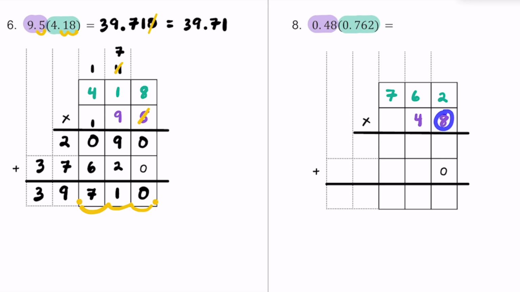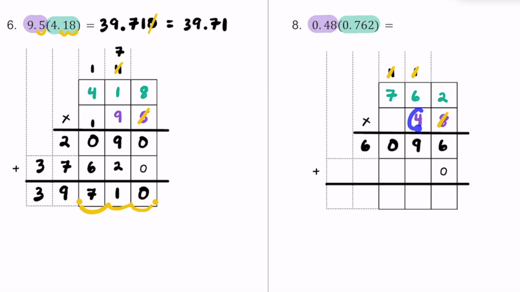So 2 times 8 is going to be 16. So let's go ahead and put that 6, carry the 1. Next, we have 8 times 6, which is 48, plus this 1. It's going to be 49. Put that 9, carry the 4. After that, we have 8 times 7, which is going to be 56. 56 plus this 4 is going to be 60. So we'll go ahead and put a 0 and then a 6 next to it. This 8 we're done with, as well as these 1 and 4.